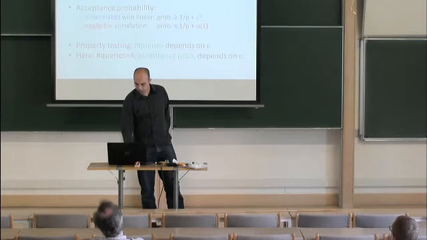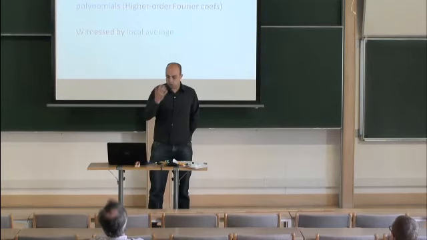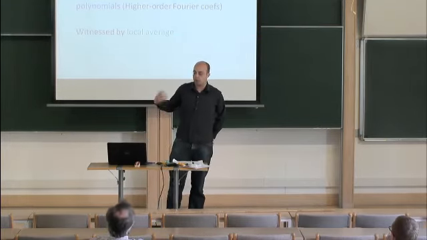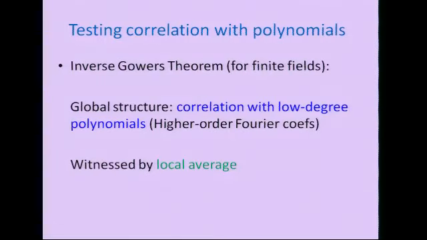Okay. And now you can view the inverse Gowers theorem for finite fields as an analog of that for studying correlation with higher degree polynomials. And it essentially tells us that we can witness correlation with a more complicated set of objects also by local averages.